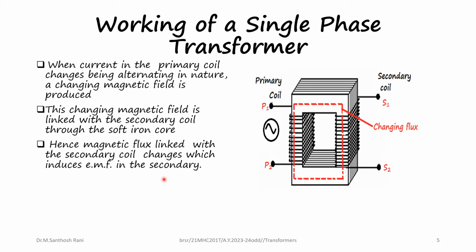So the magnetic flux linked with the secondary coil changes, which induces the EMF in the secondary, and the transformer works only with the AC supply. So for mutual induction to happen, the flux should be changing with respect to time. The transformer cannot work on DC because only a steady flux will be produced if we give a DC voltage.